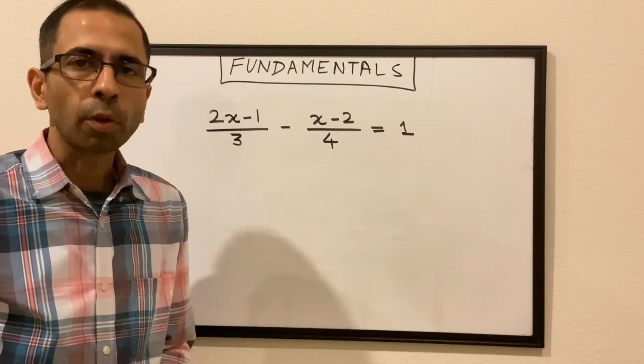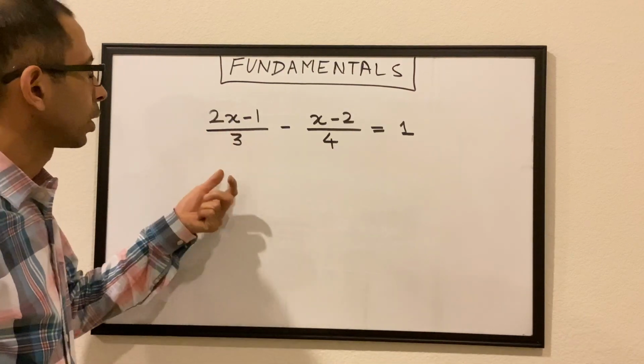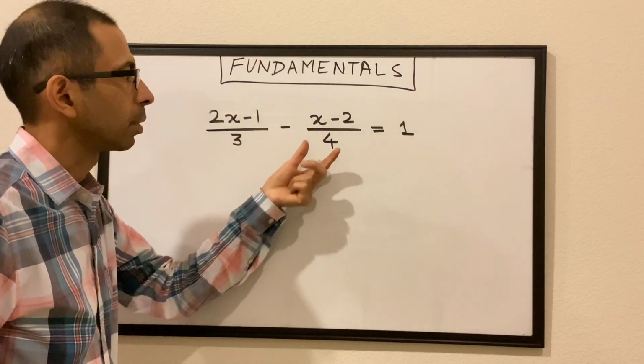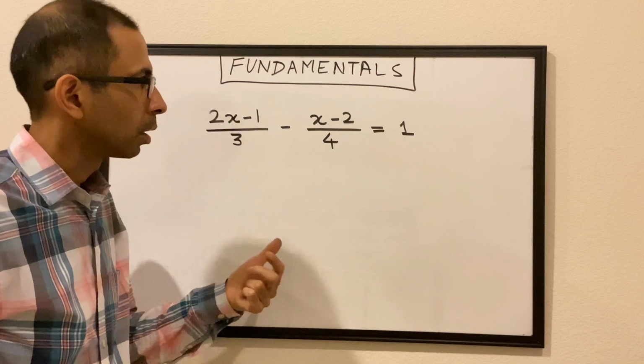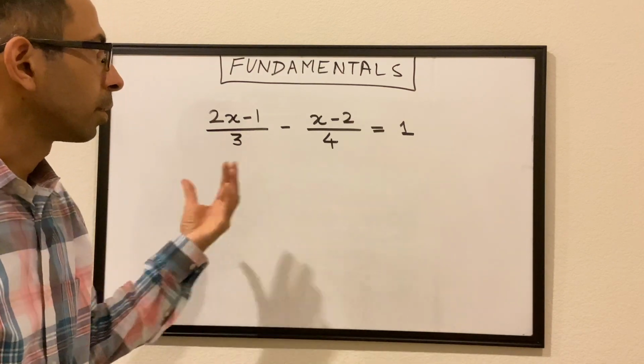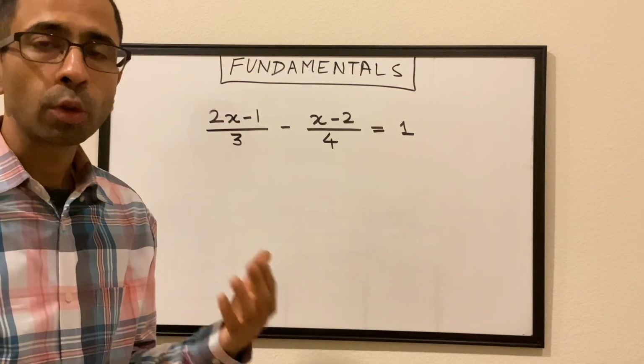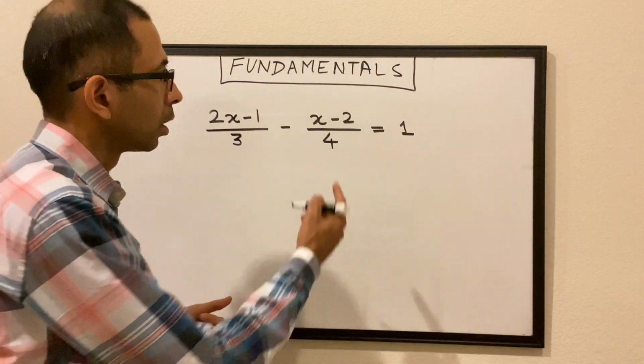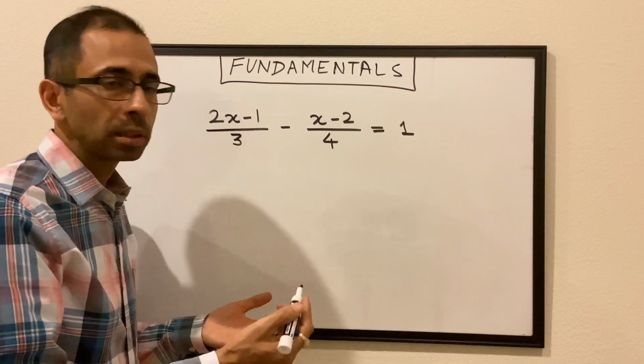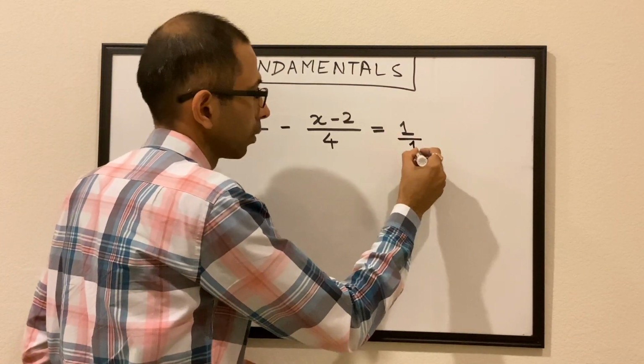Okay, let's look at another question. 2x minus 1 divided by 3 minus x minus 2 divided by 4 is equal to 1, right? Okay, so do we have the prerequisites which we need for cross multiplication? Let's see. On the right side we have 1. 1 is nothing but, let's say, 1 over 1, right?